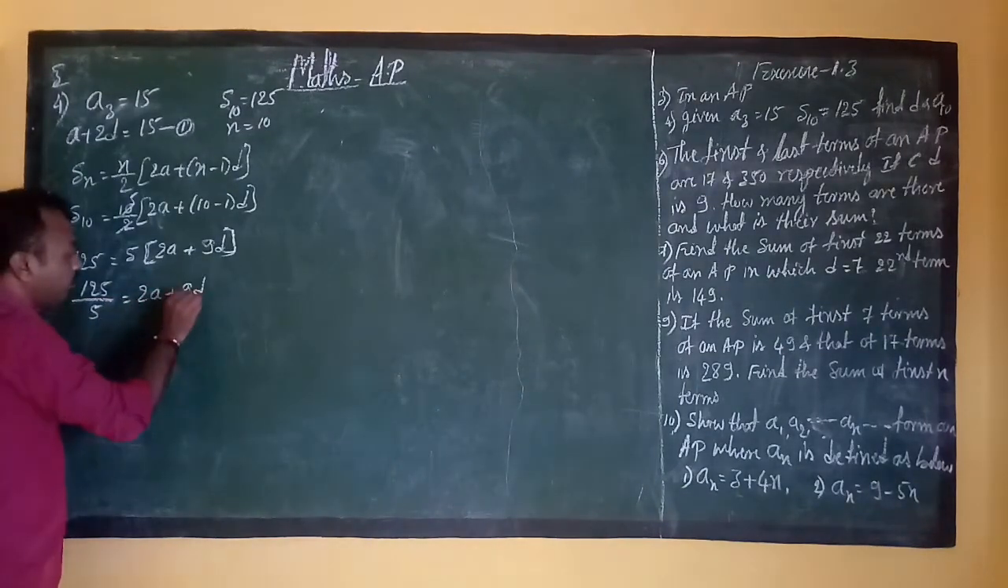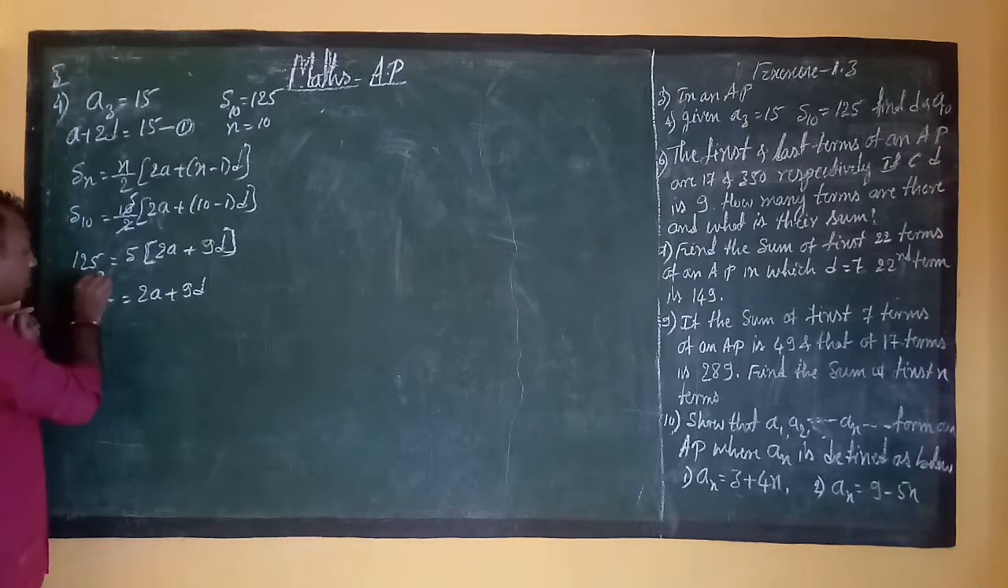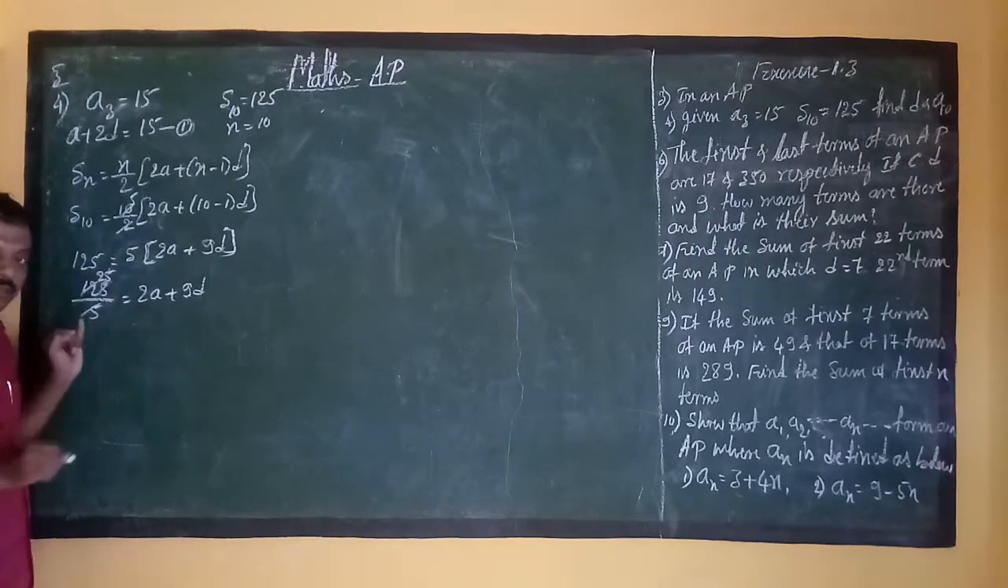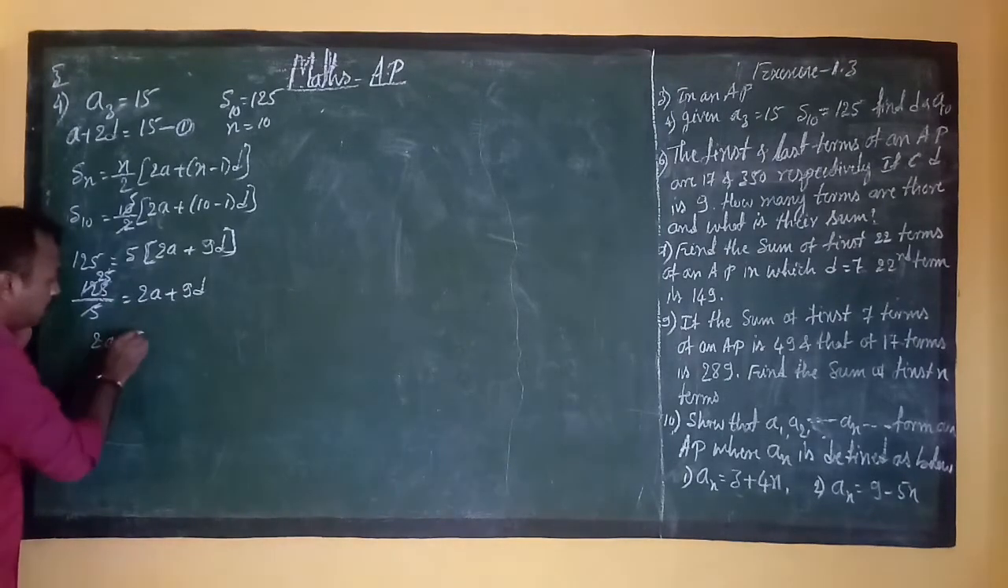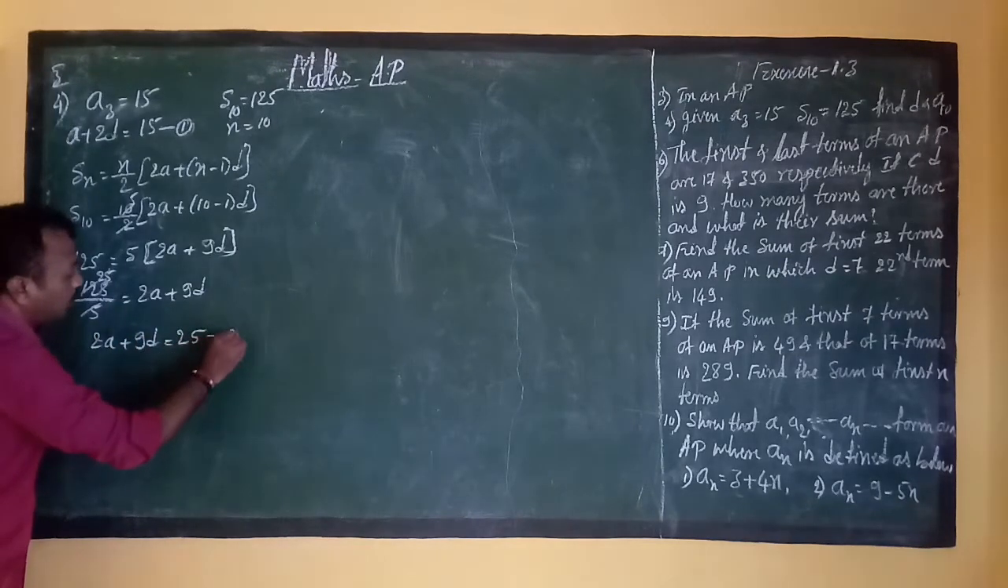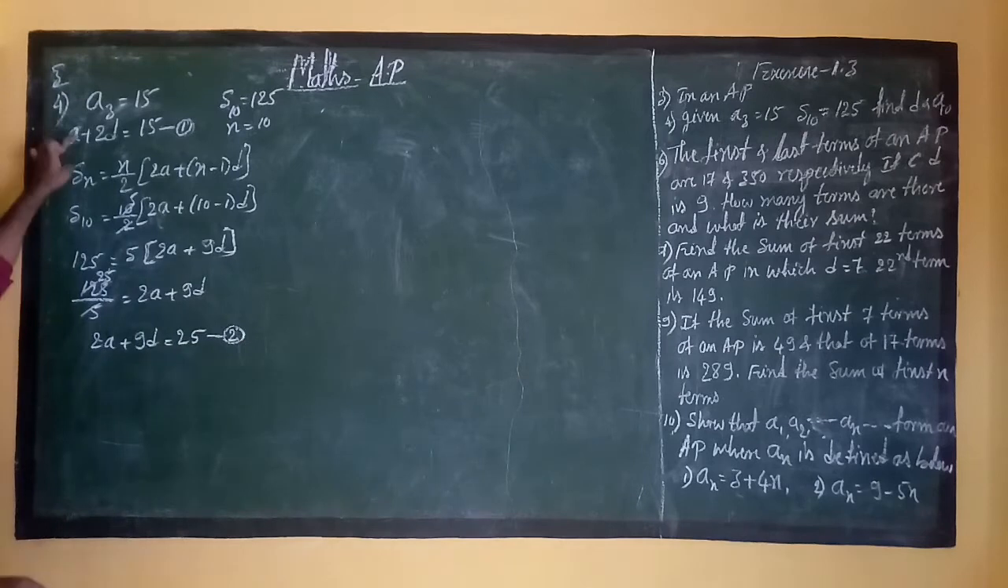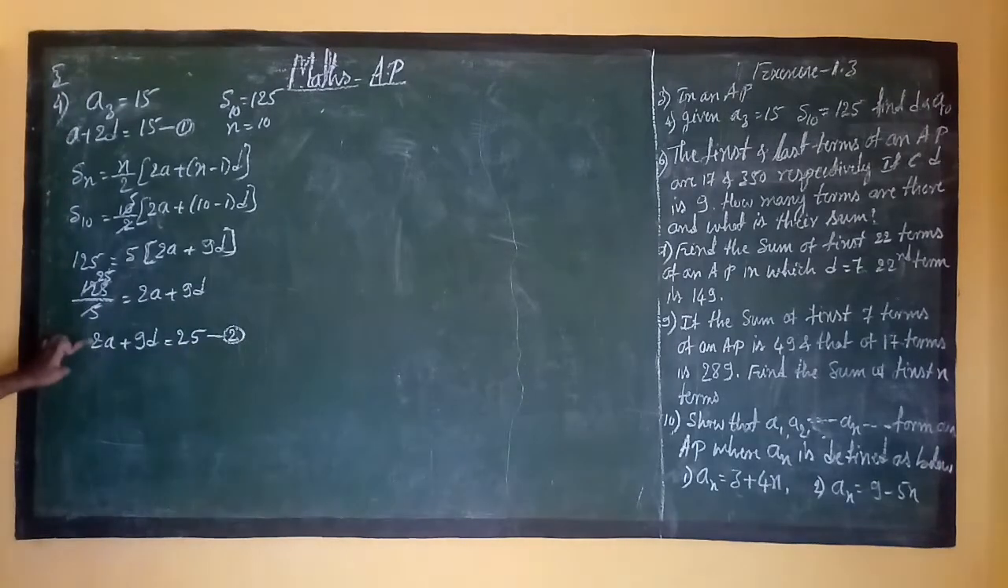Five ones are 5, five twos are 10, five fives are 25. So 125 divided by 5 is 25. The remaining is 2a plus 9d, which is equal to 25. Call it equation number 2. These two equations we have to solve as simultaneous linear equations, and then we can get the a value and the d value.